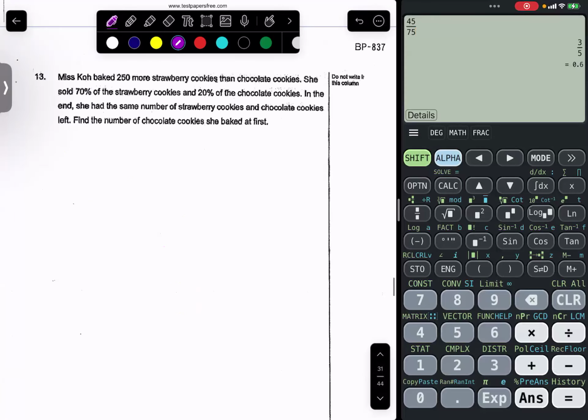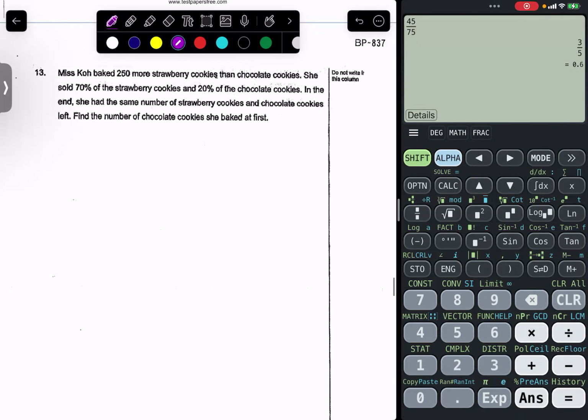Okay, question 13. Miss Cole baked 250 more strawberry than chocolate. She sold 70% of the strawberry and 20% of the chocolate. In the end, she had the same number of strawberry and chocolate left. Find the number of chocolate she baked at first. Okay, so this is a tricky question. This kind of question is a little bit tricky. So what we can do is we can do the BCA method.